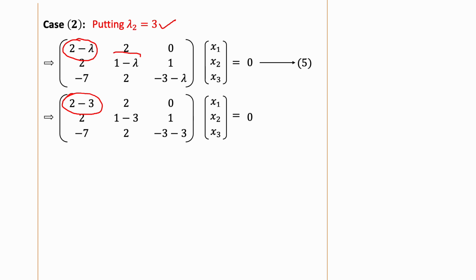The second element of the second row, it is 1 minus lambda. I have put that as 1 minus 3. Okay. Coming to the third element of the third row, it is minus 3 minus lambda. I have put it as minus 3 minus 3. Got it? So thereby, I have put the value of lambda in this equation number 5. Okay. Now let us simplify.